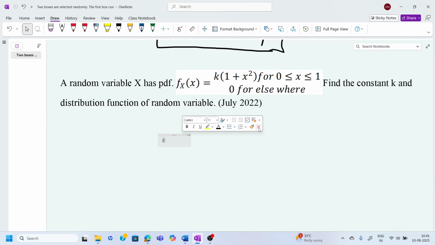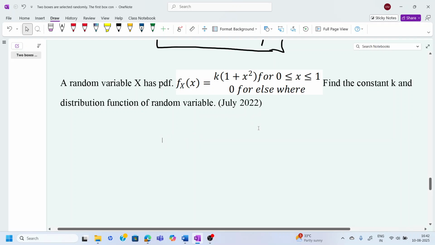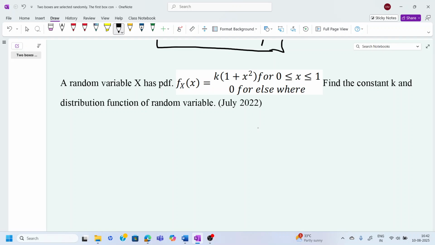In this video, we will see how to find the constant in the given density function expression and how to derive the distribution function from the given density function. So this is the expression: f_X(x) is equal to k into (1 plus x square). The interval over which it is defined is from 0 to 1.